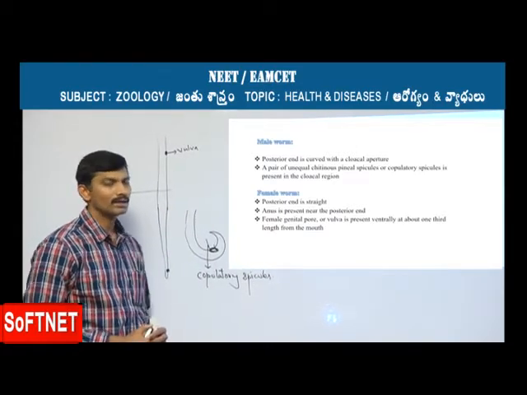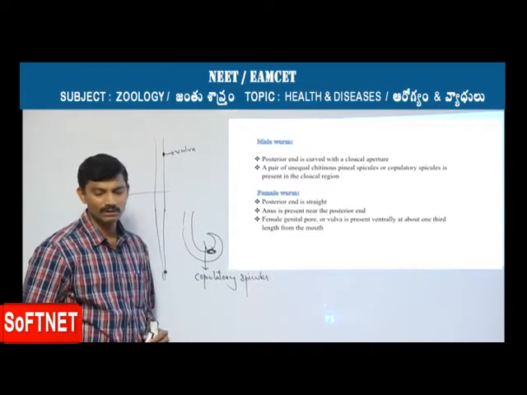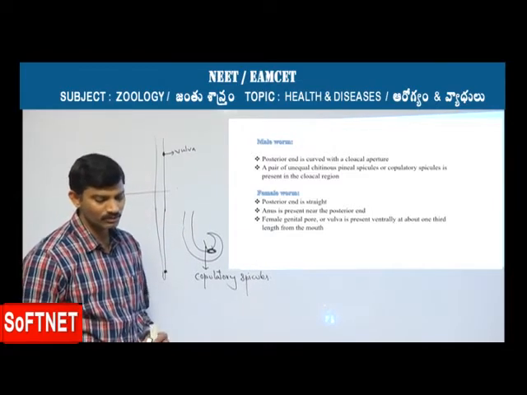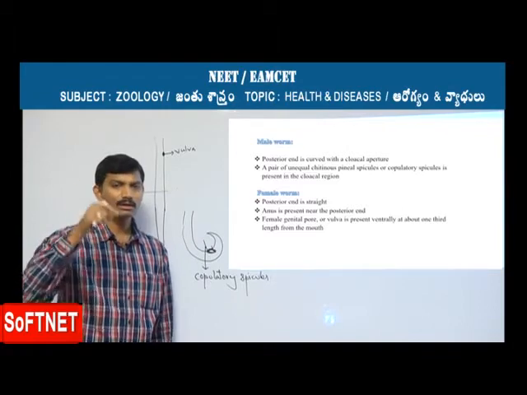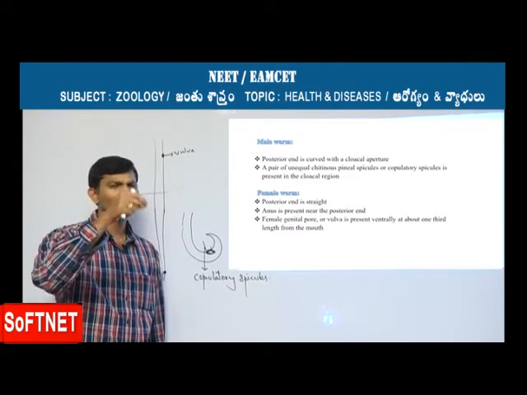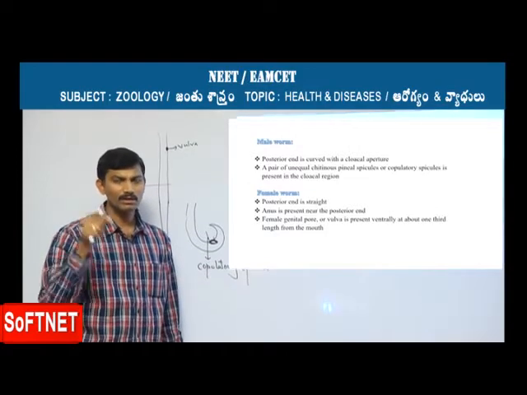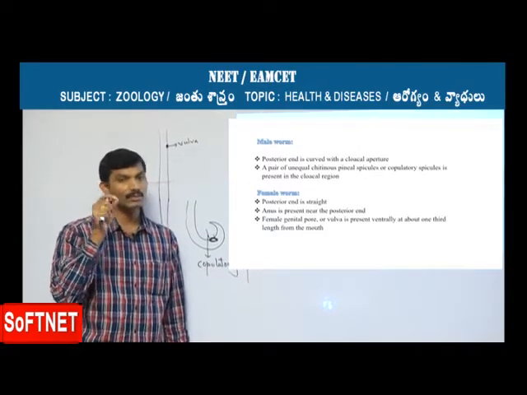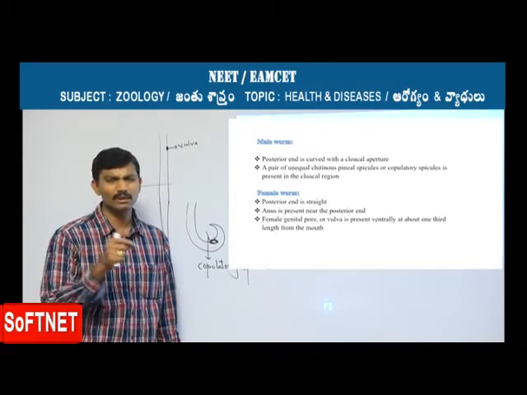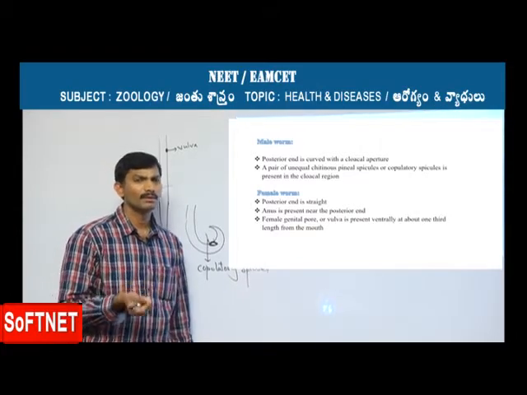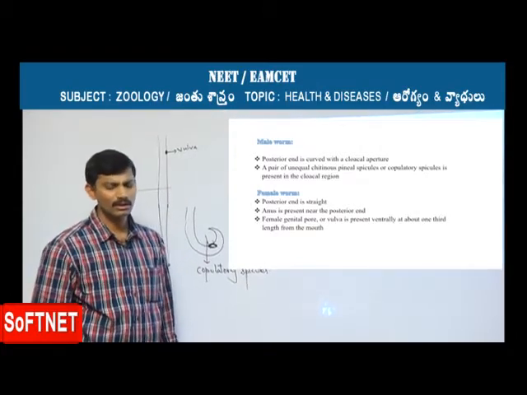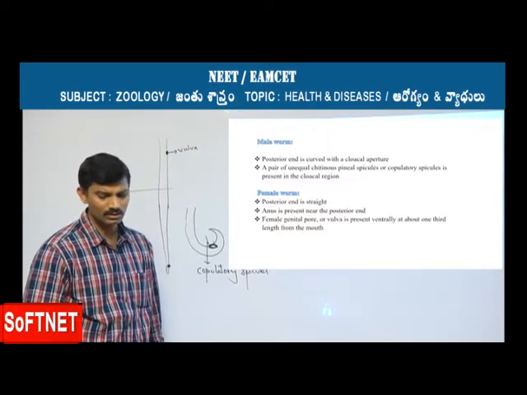But the shapes are somewhat different. The shape of Ascaris is cylindrical or round, and that is it. But here they are very long and filiform and creamy white in color. That is the differences that exist between Ascaris and Wuchereria bancrofti in comparison with each other.